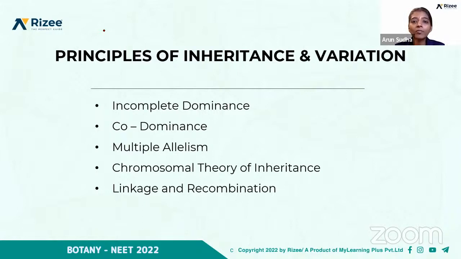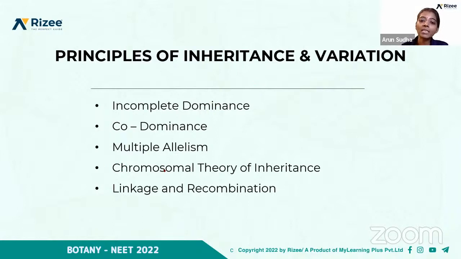And today we'll focus on the allelic interactions, which are also called intragenic interactions, right? Under the allelic interaction, incomplete dominance, codominance, and multiple allelism all come. That is the interaction between the alleles of the same gene, that is intragenic interaction. Okay.